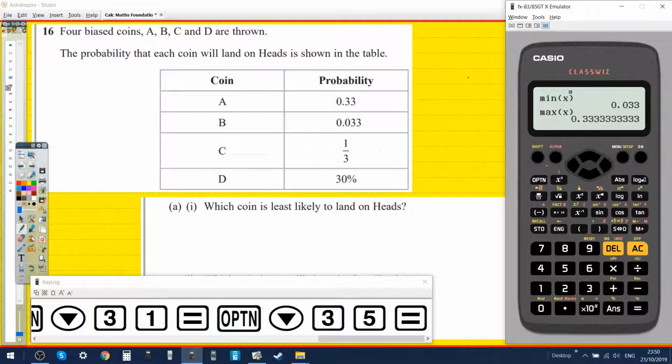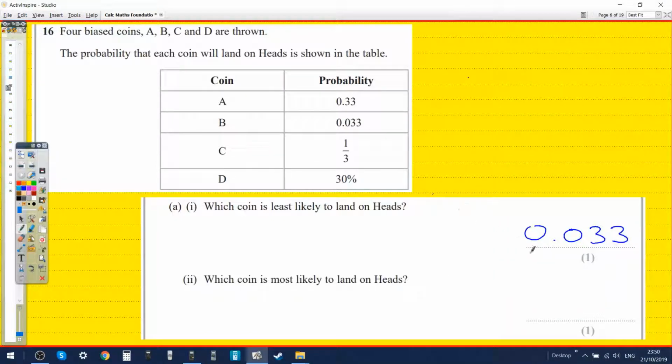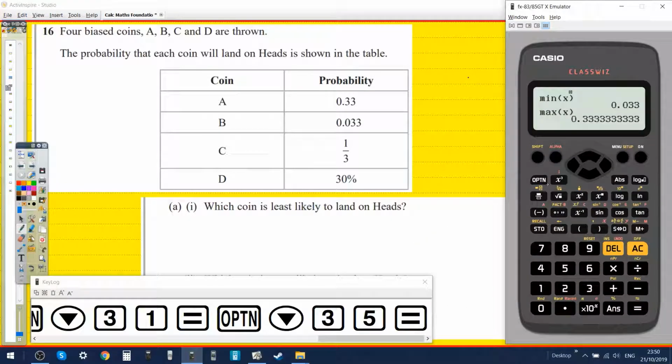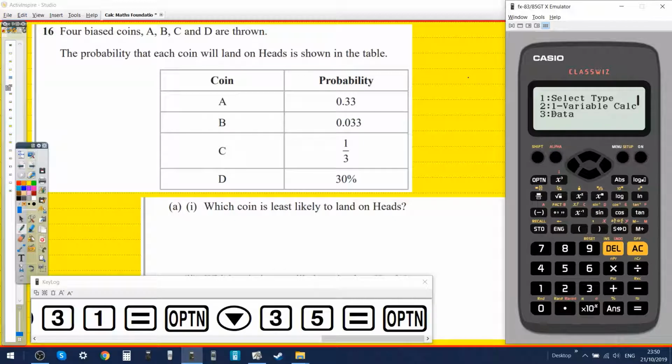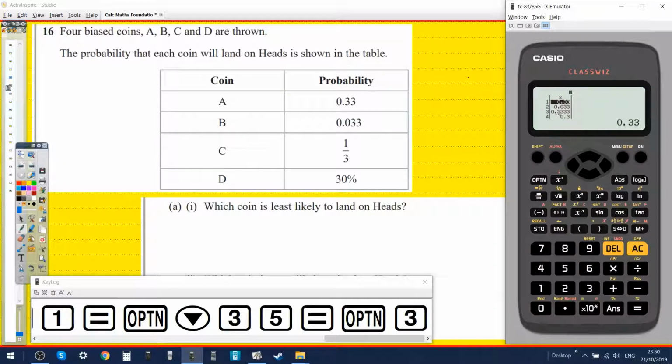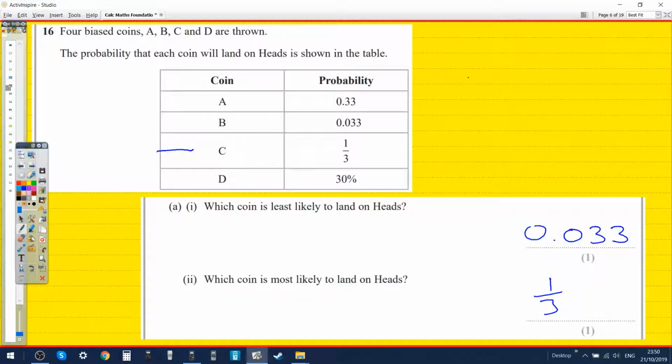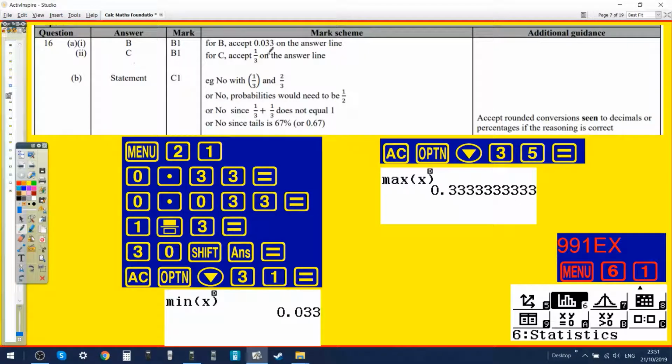Which number is 0.333? Have you forgotten, silly? 0.333 forever is the same as 1 over 3. If you don't know that, press option, go back to your data, number 3, that you put in. There it is. Which one is 0.333 forever? It is the third one, letter C. There it is. 0.033, 1 over 3. Check the answers. Number 1 was B and number 2 was C. That is what we said.